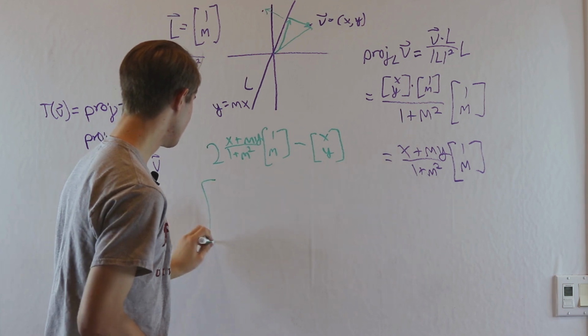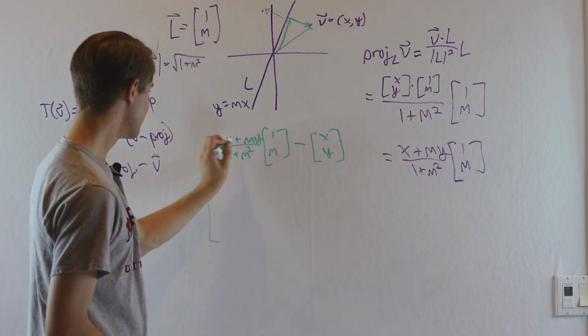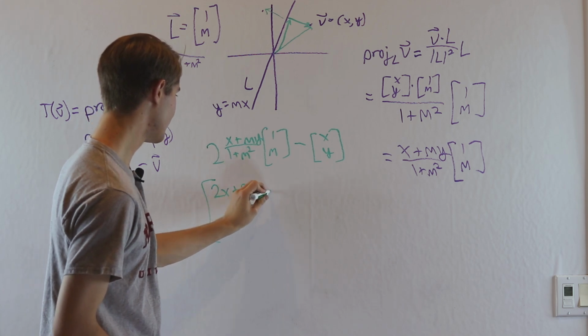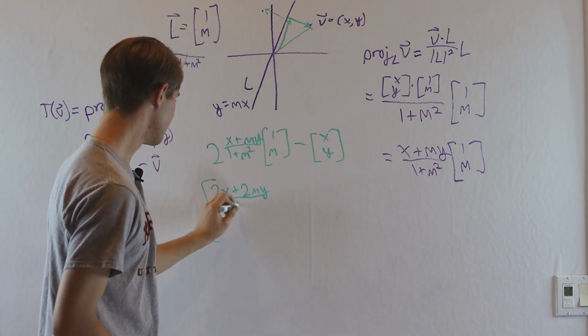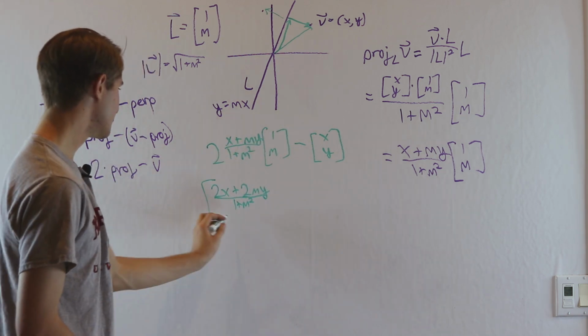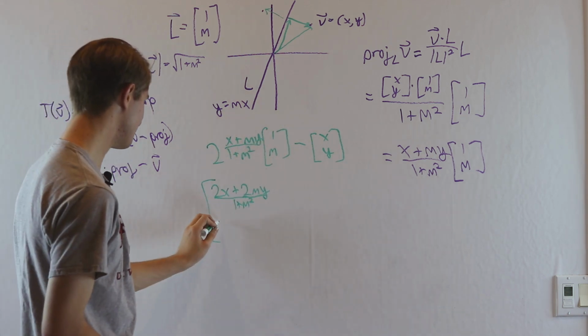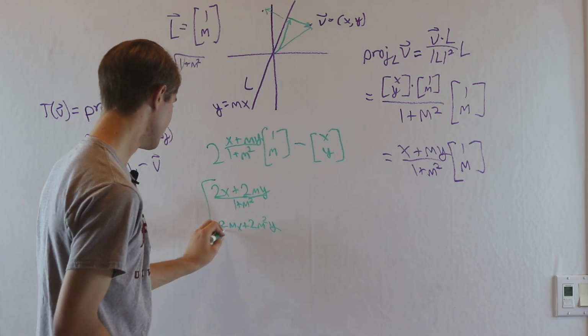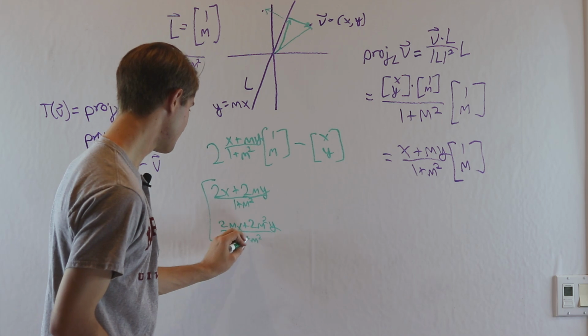Now we have to bring all this stuff together. So let's take a look at the first vector. First, we have (2x plus 2my) over (1 plus m squared). That's going to be our x component. And then we do the same thing on the bottom, except it's going to be times m. So you have (2mx plus 2m squared y) over (1 plus m squared).